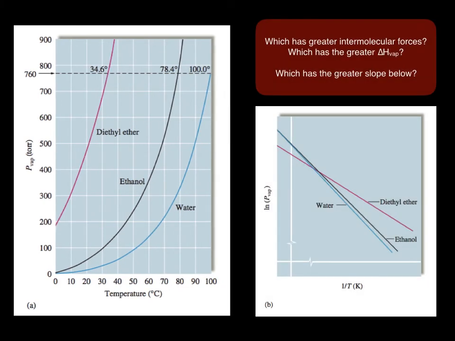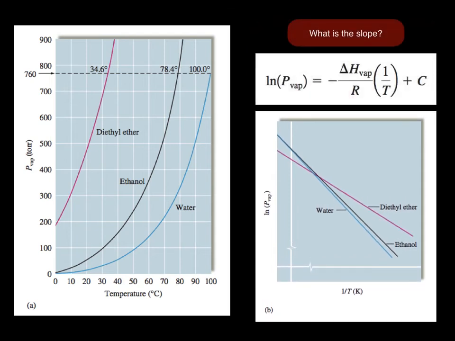If we take the natural log of vapor pressure as a function of the reciprocal of its temperature, we can generate a linear function in order to compare their values. The slope is related to the enthalpy of vaporization for that substance. This linear function is called the Clausius-Clapeyron equation.